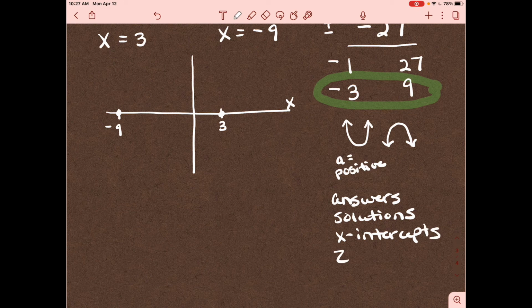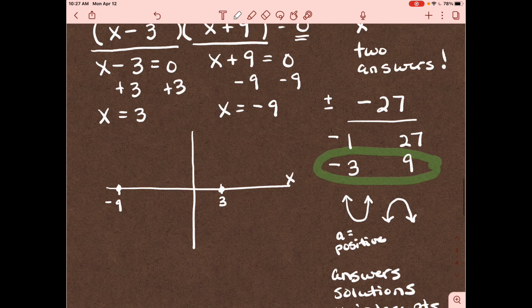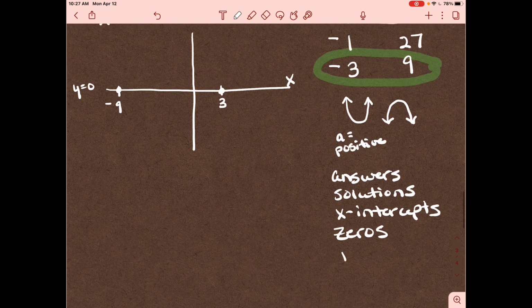We call them zeros, partly because we solved it to equal 0, and partly because right here, y equals 0 right on the x-axis, and the other word that we call these is roots. All of these words mean the same thing.